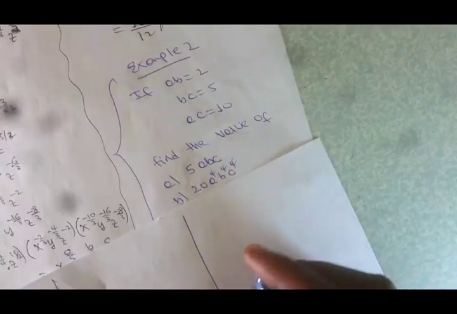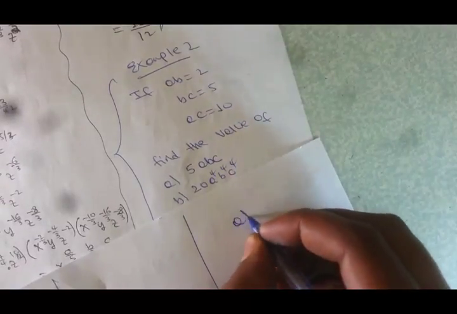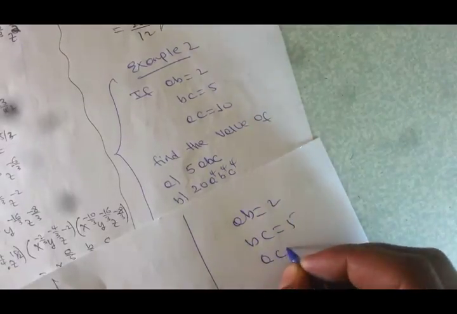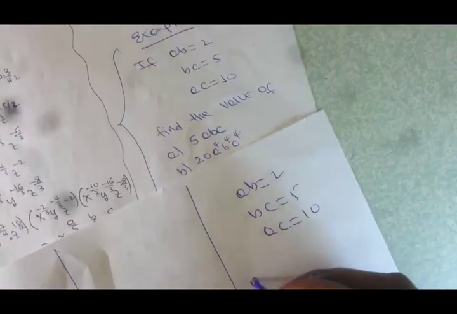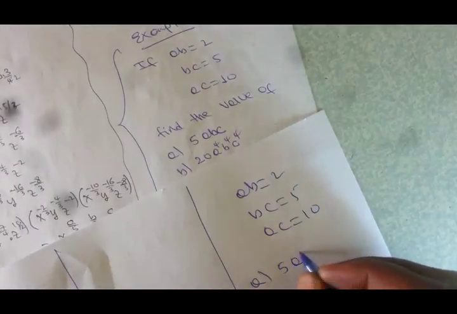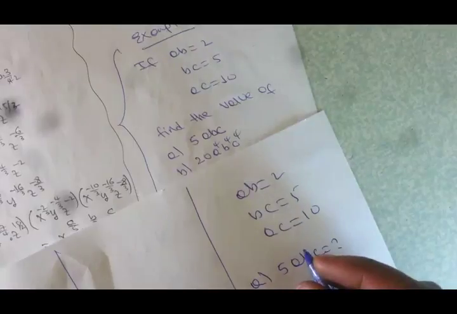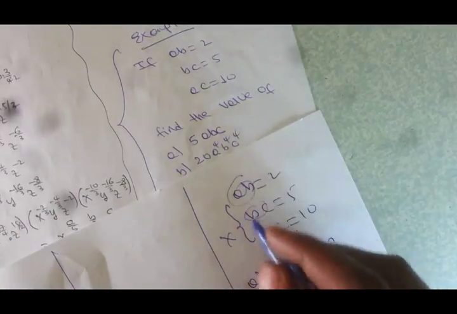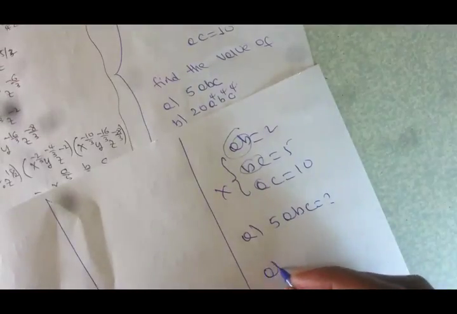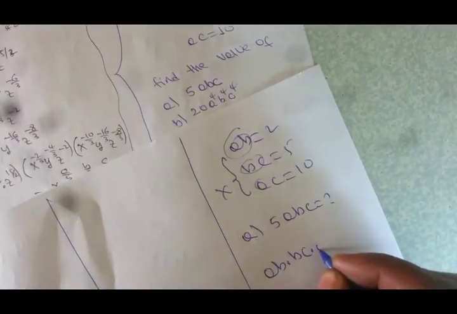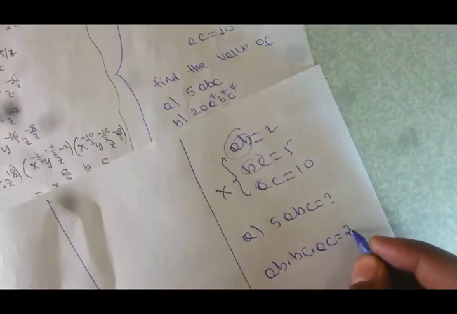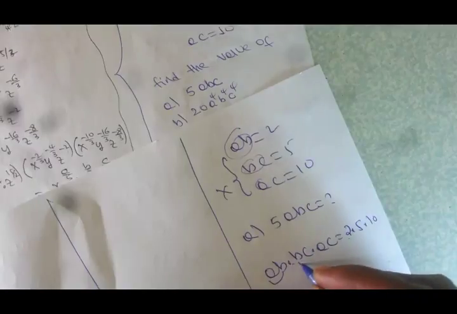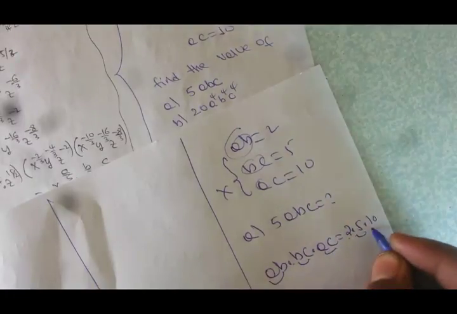And example 2 states that if AB is given 2, BC is given 5, and AC is given 10, and the first, find the value of 5 times ABC is required. Why don't we make some multiplication? Let's multiply these. Therefore AB times BC times AC will be 2 times 5 times 10, because the value of AB is 2, the value of BC is 5, and the value of AC is 10.